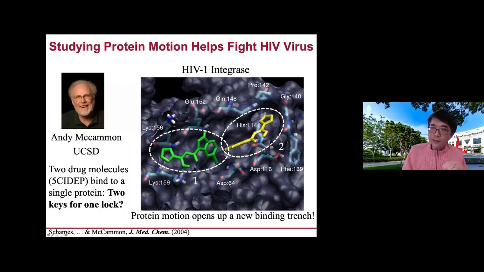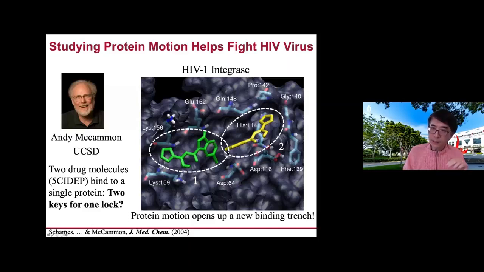Okay, interesting. Doing the simulation of the protein motion, Professor Andy McCormick's group at UC San Diego actually discovered a very interesting thing. During the dynamics of this protein motion, they found there's another binding pocket open up right next to the original one, right? And this binding pocket can also accommodate this identical drug compound. So basically, two drug molecules can fit into the same single protein target, into two different binding sites.